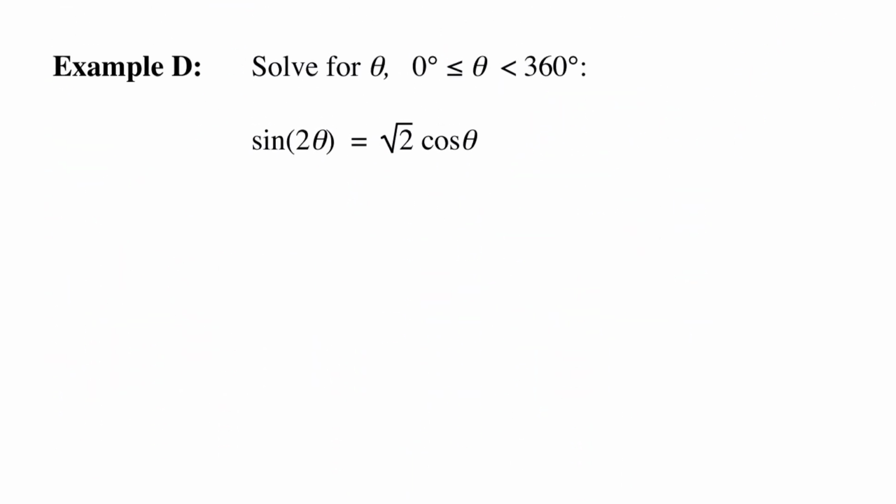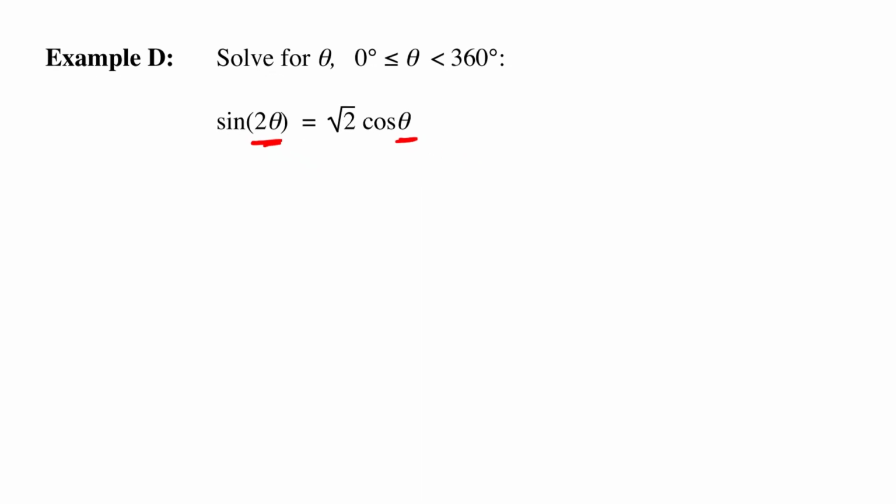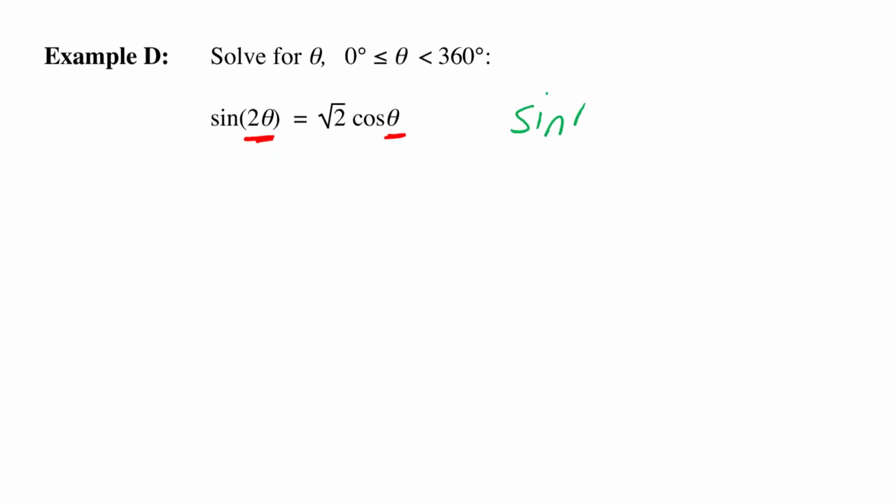Okay, this time we're going to solve for theta. Notice it has sine of 2 theta on the left and cosine of theta on the right. We've got different arguments, a 2 theta and a theta, and we're going to have to get them to be the same single argument of theta.